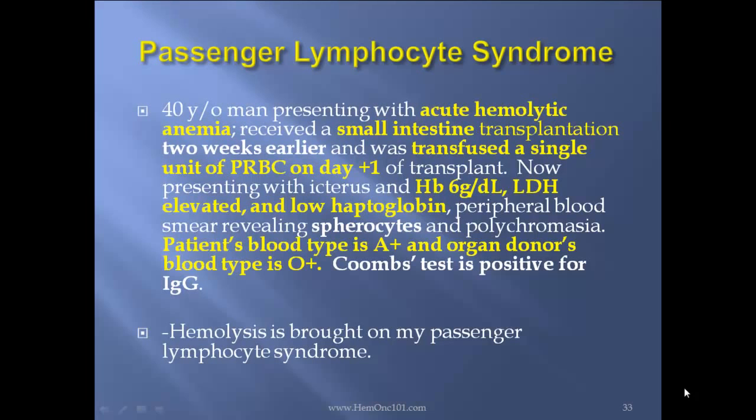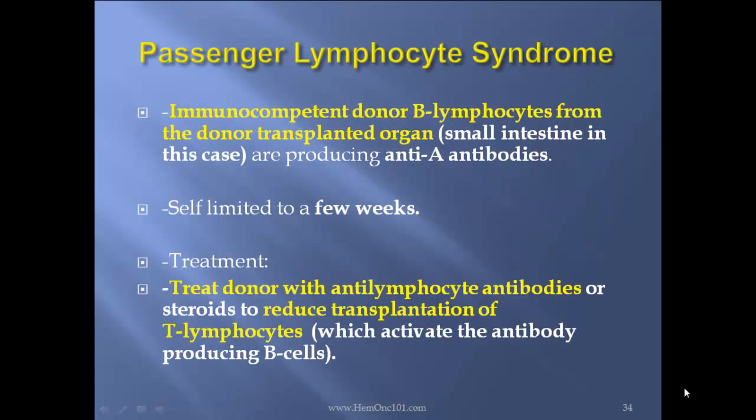Patient's blood type is A positive, and the donor's is O positive, so the donor has anti-A antibodies. Coombs test is positive. Hemolysis is brought on by passenger lymphocytes in the small intestine. The immunocompetent donor B lymphocytes from the donor transplanted organ, the small intestine in this case, are producing anti-A antibodies, typically self-limiting to only a few weeks. Treatment: treat donor with anti-lymphocyte antibodies or steroids to reduce transplantation of T lymphocytes, which activated the antibody-producing B cells.